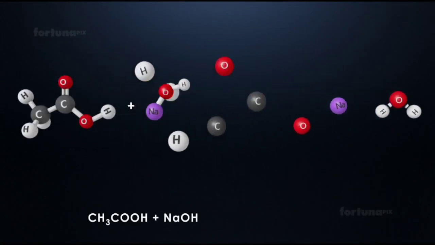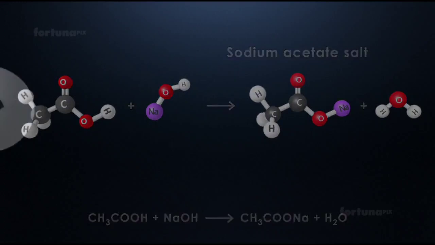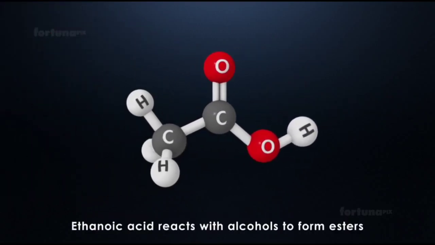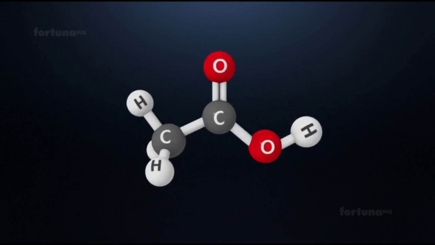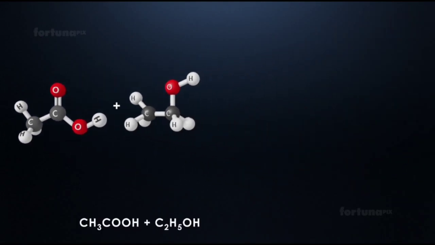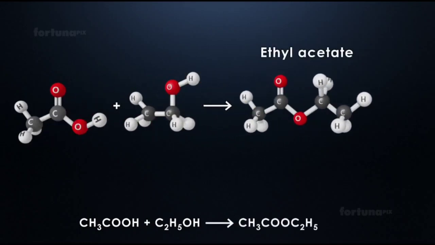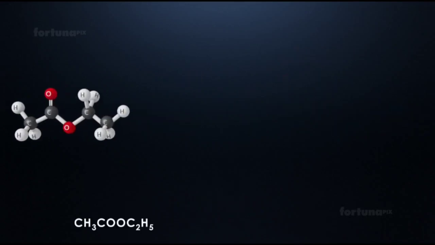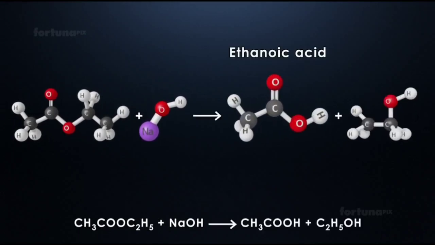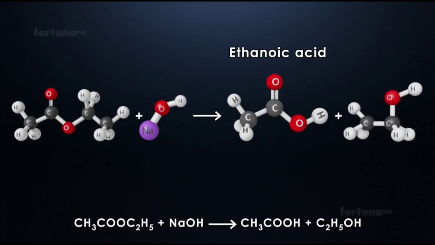Ethanoic acid reacts with the base sodium hydroxide to yield sodium acetate salt. Ethanoic acid reacts with alcohols to form esters. Ethanoic acid reacts with ethanol in the presence of concentrated sulfuric acid to produce ethyl acetate, which is an ester, and water. This reaction is called esterification. When ethyl ethanoate reacts with sodium hydroxide, ethanoic acid and ethanol will form. This process is used in making soaps, so it is called saponification.